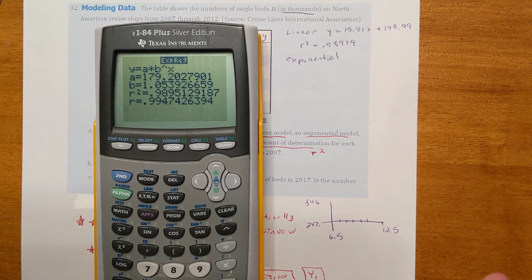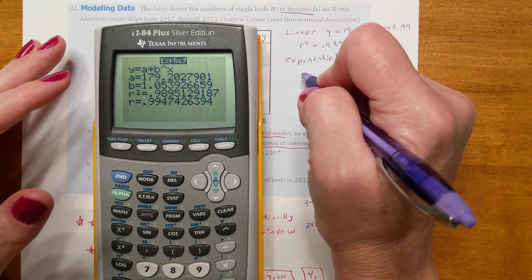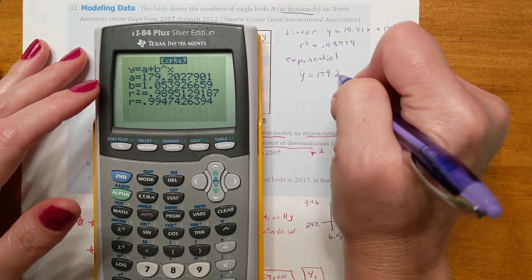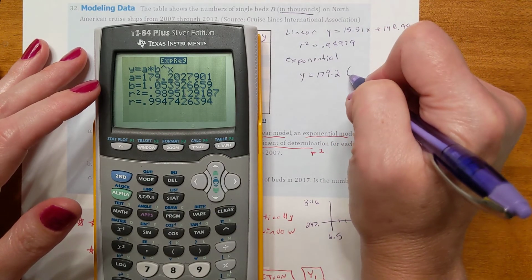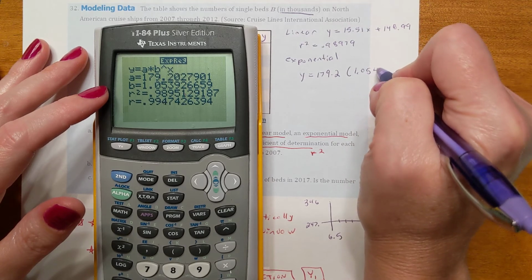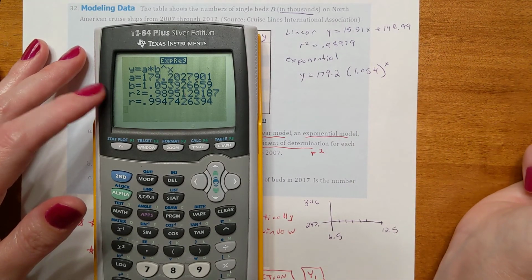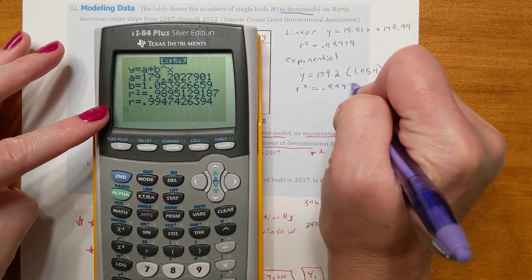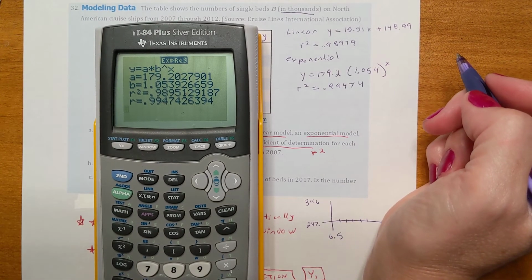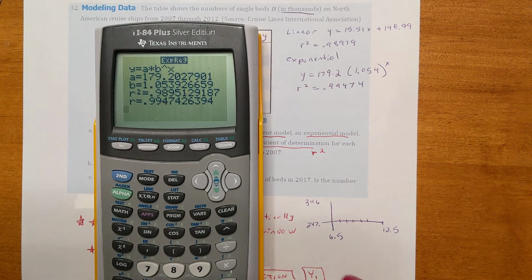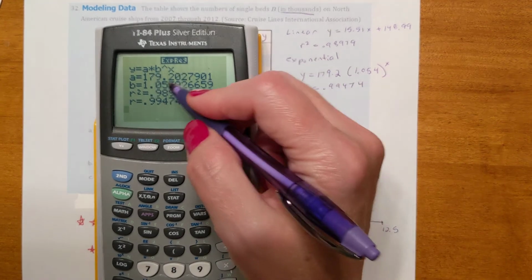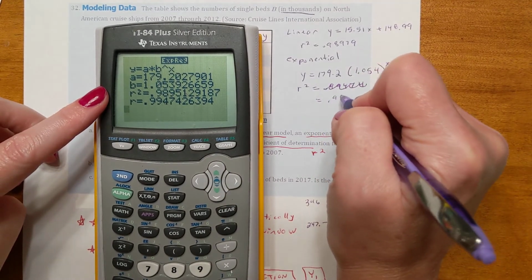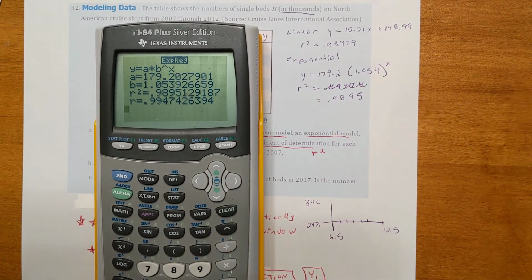All right, so before I leave it, I want to write down the equation here. So y equals a, 179.2, times b, which is 1.054 raised to the x. There we go. And the r squared value is 0.99474. Again, let's go back to, oh no, we want the r squared value. Son of a gun. The r squared is 0.9895. There we go. I'm sorry about that.